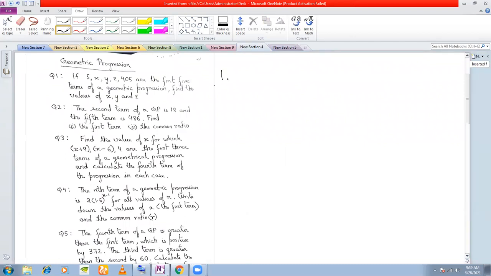Question number 1. 5, x, y, z, 405 are the first 5 terms of a GP. That means they are in GP, right? You need to find the values of x, y, and z. Here 5 is the first term of the GP. We refer to the first term of a GP as A, so we write A is equal to 5.